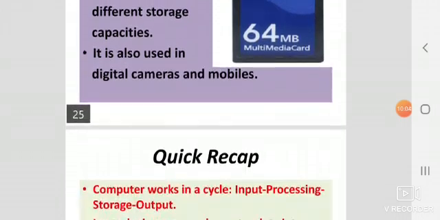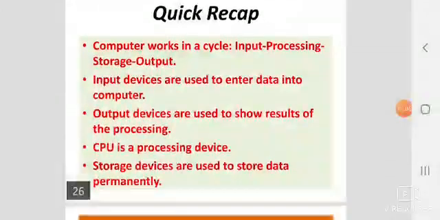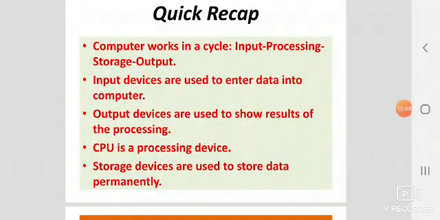I hope it is very much clear to you all. Now it's time for a quick recap. The computer works in a cycle: input, processing, storage, output. Input devices are used to enter data into the computer. Output devices are used to show results of the processing. CPU is a processing device. Storage devices are used to store data permanently.